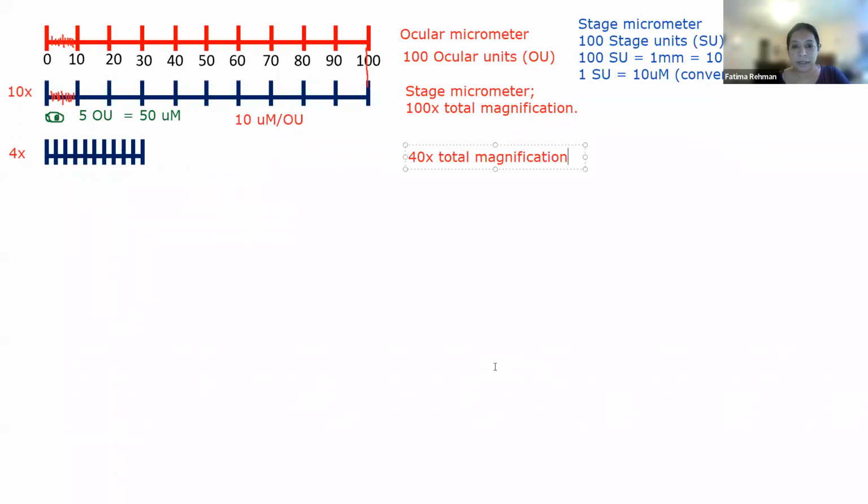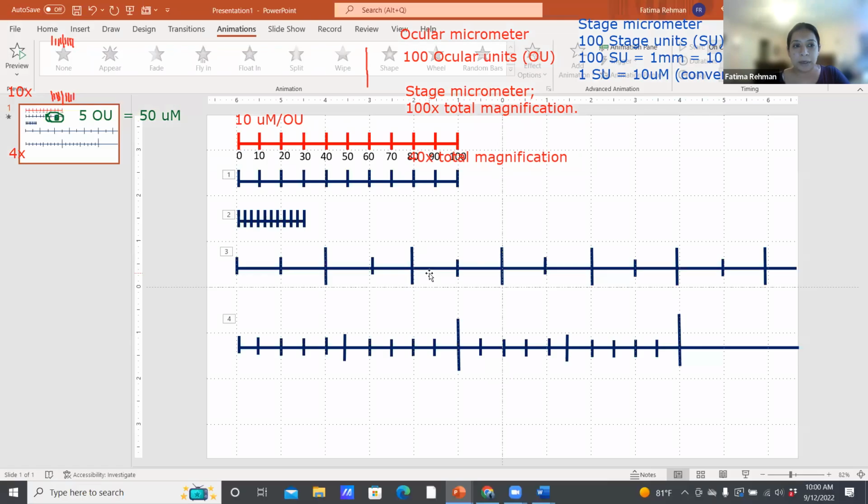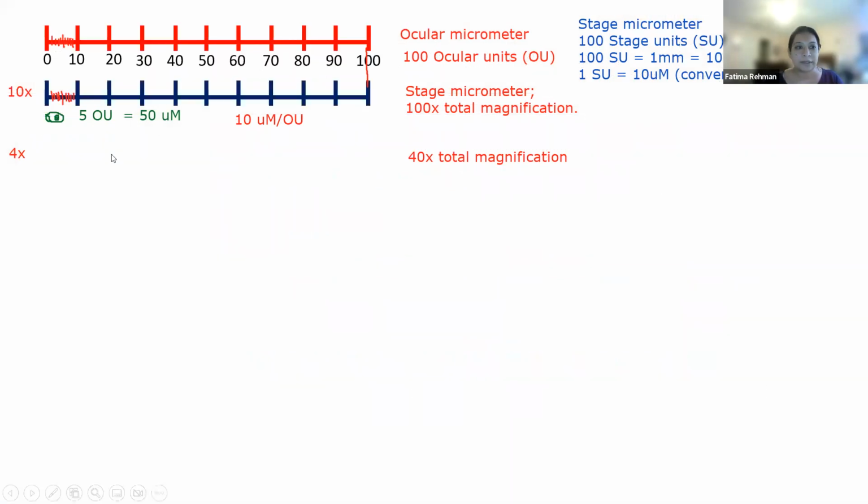Yes, stage. One second. And I realized something, I apologize. I was trying to mimic what you see under the microscope and I have it a little bit off, so I have to fix it, one second. How do I go back? Okay, now it's fixed. There you go. So, what would be our equivalence this time? Write that equation that we did before. Like for this one, we wrote 100 ocular units equal 100 stage unit. What will I write this time?